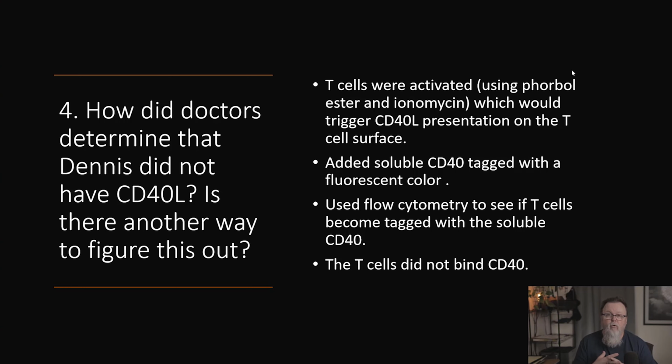And then they took soluble CD40 that was fluorescently tagged, added that in to these cells to see if these T cells that are activated and should be presenting CD40L will actually bind the soluble fluorescently tagged CD40. And then they used flow cytometry to check, and the T cells did not bind CD40. And another thing that they could have done to figure this out would be to sequence the genome.